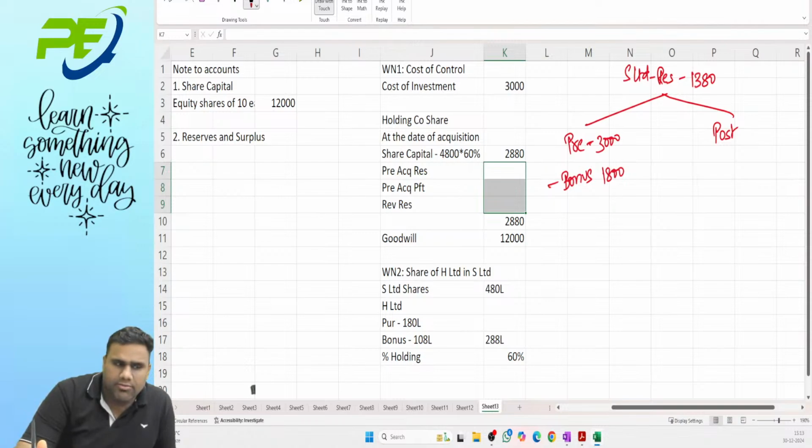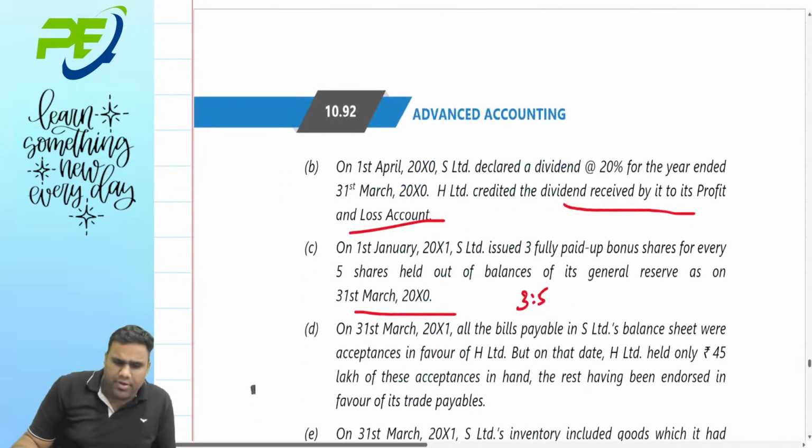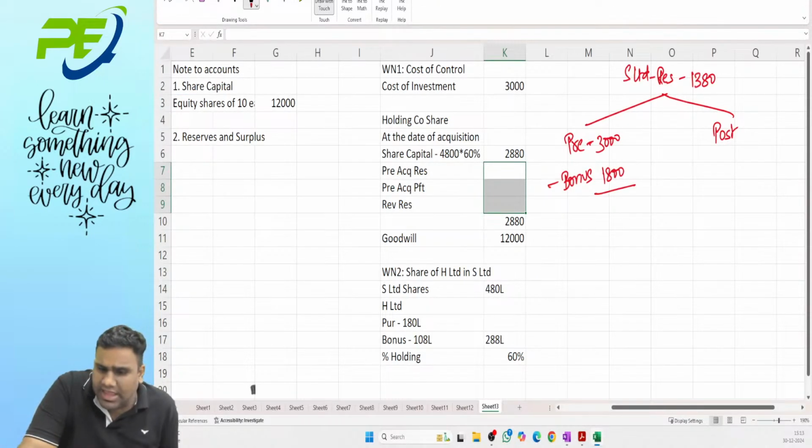Dividend? Dividend, should I subtract from here, or should I subtract from profit? Profit. So here we have pre-acquisition reserve is 1,200. Post-acquisition reserve 180.